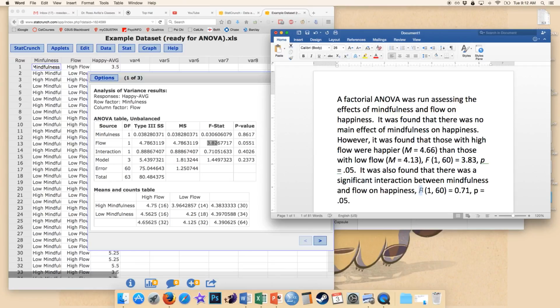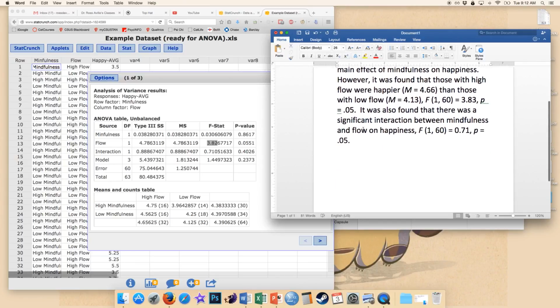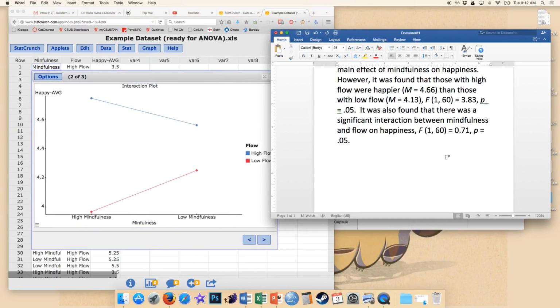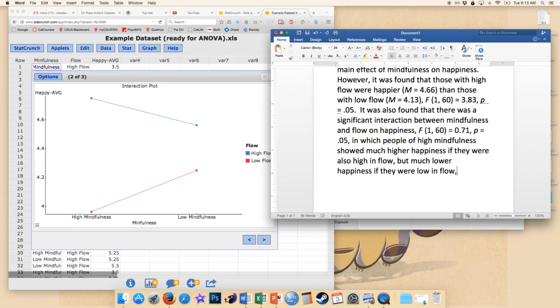So for this one, you first want to just state that it's significant, if it is. But then you want to add some kind of information about what it looks like. So in this case, we'll go to this graph right here. And we could say something like, in which people of high mindfulness showed much higher happiness if they were also high in flow, but much lower happiness if they were low in flow compared to those of low mindfulness.